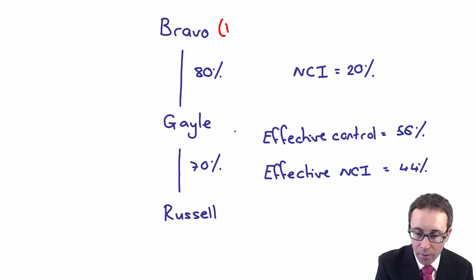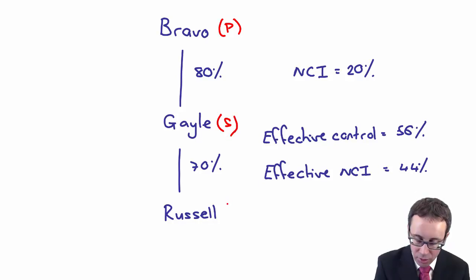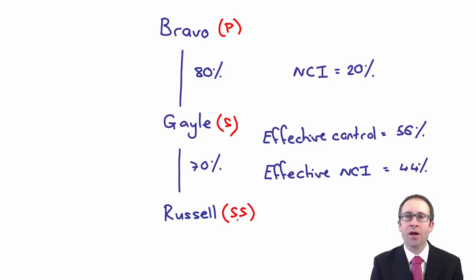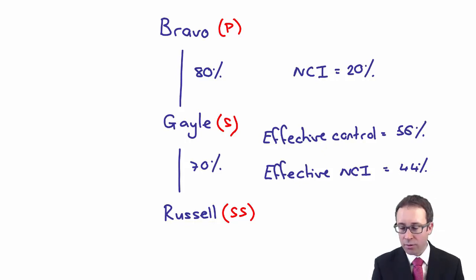Why have we done that? Well, we know that Bravo is the parent, it has control over Gale, so that is therefore the sub. Gale has control over Russell, which is therefore the sub-sub, isn't it? Okay, excellent. So that's our group structure. Don't worry so much about the basics in terms of the consolidation and adding across 100% line by line.